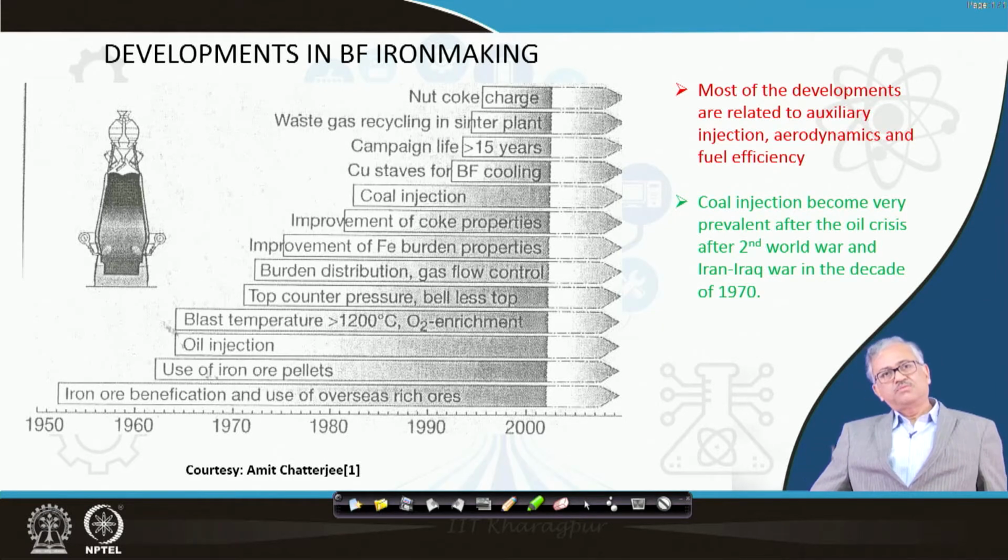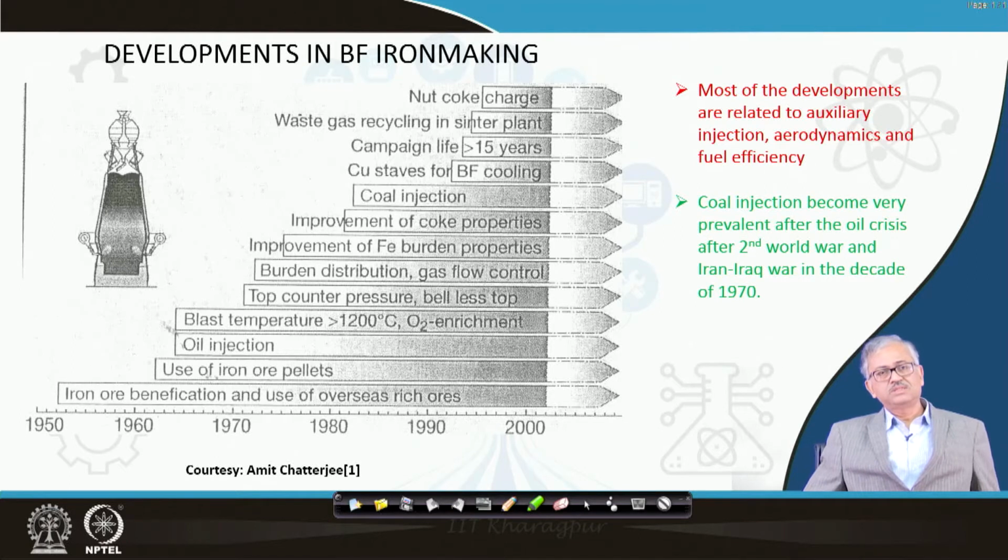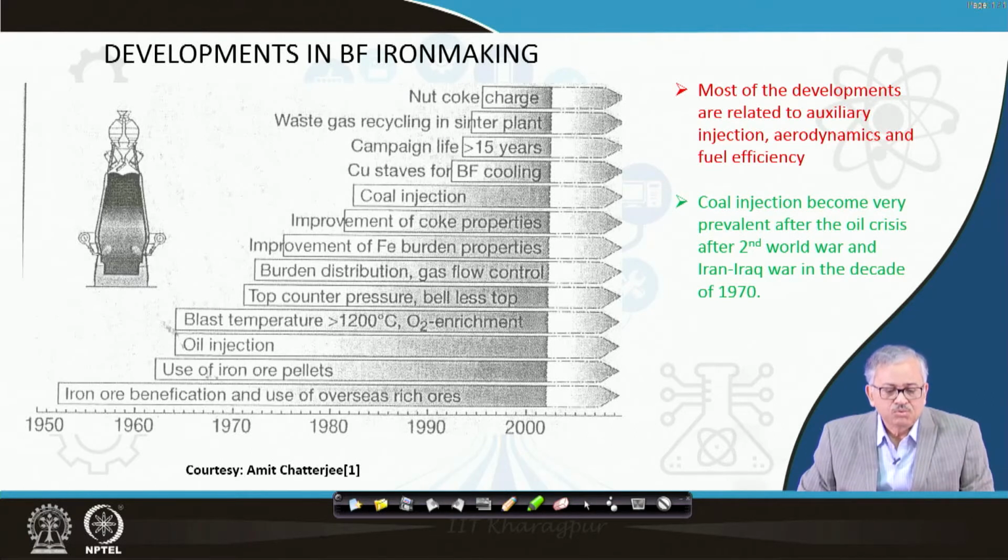Because of the oil price, people thought, why not charge pulverized non-coking coal into the blast furnace? It can also supplement the coke. So then came the coal injection. Basically, the first coal injection plant came in Japan, I think in 1981. And after that, it has been steadily increasing. Nowadays, most of the plants are equipped with pulverized coal injection, PCI.